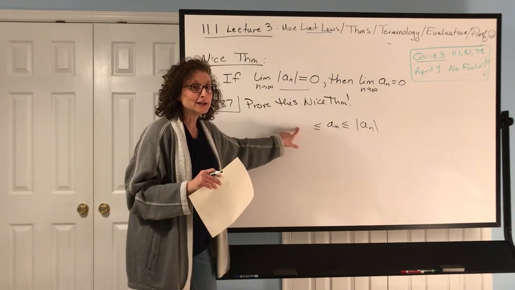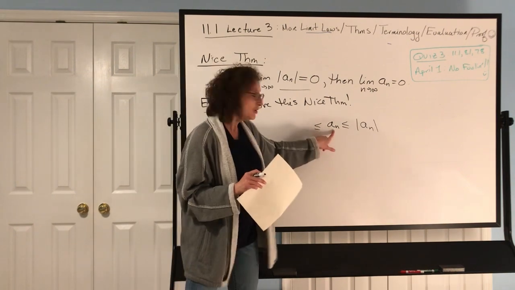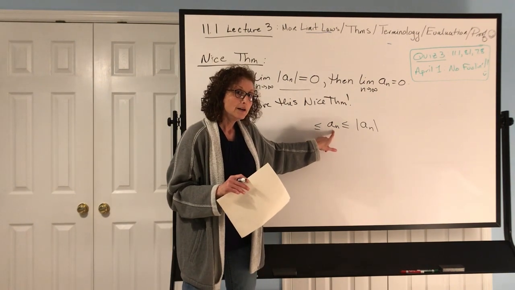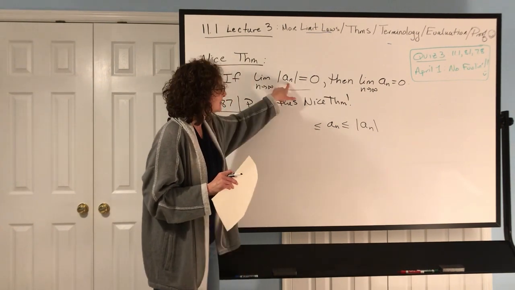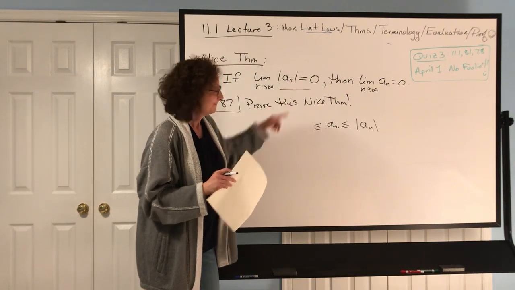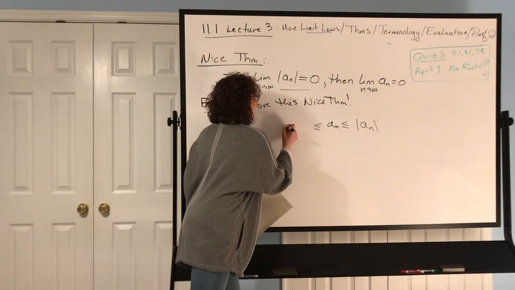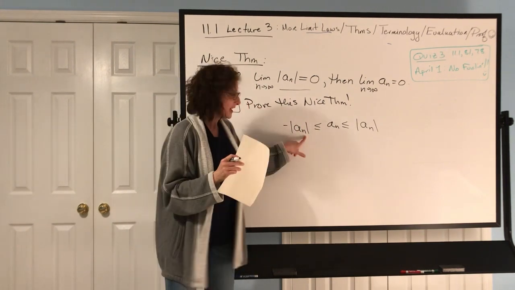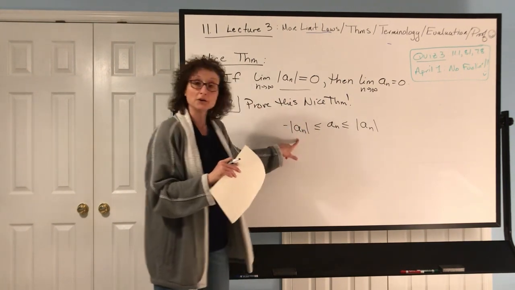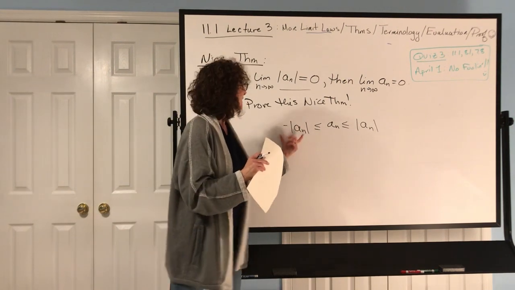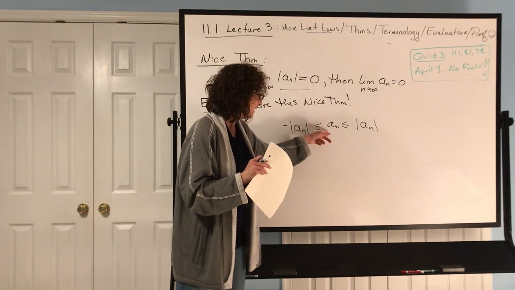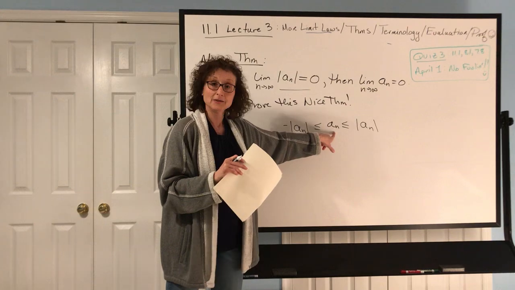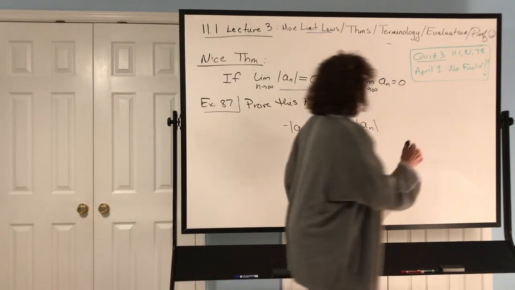Any ideas? Remember, a_n could be negative. We only know something about him. I think somebody got it out there, right? The negative of the absolute value is going to be smaller than or equal to the thing, right? Yeah. Just think about it like this.